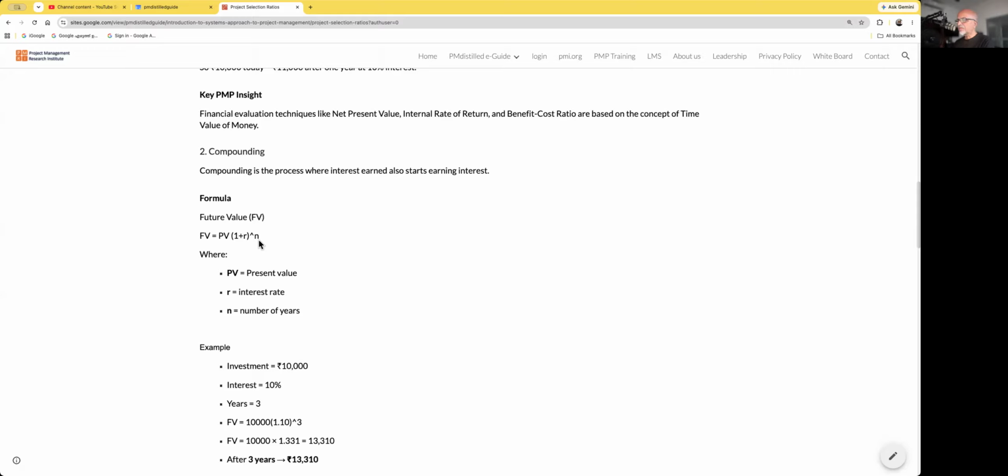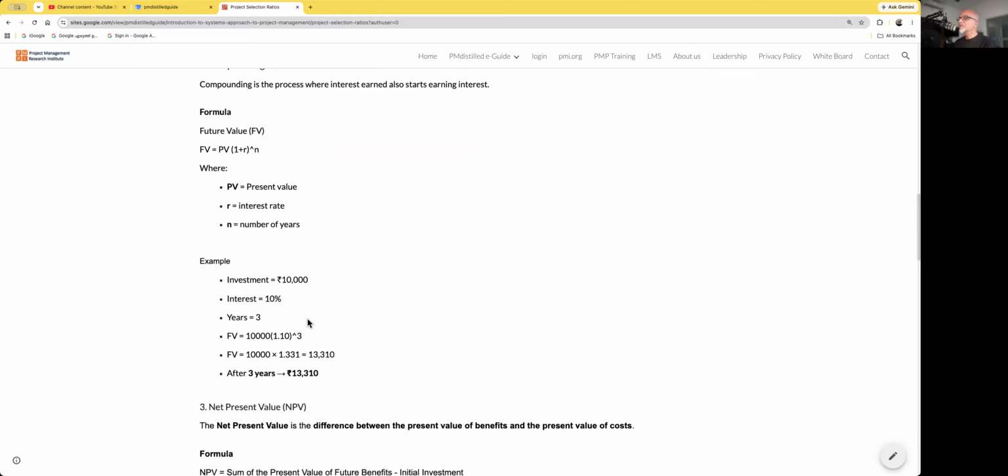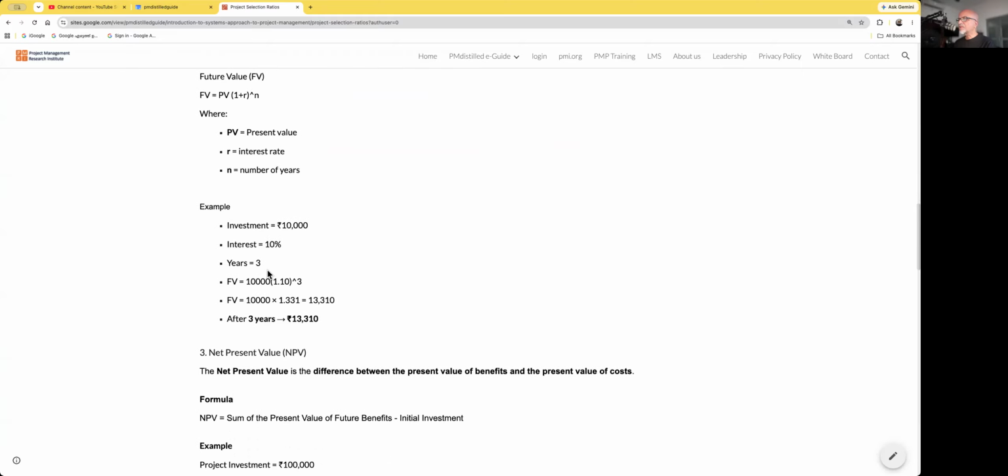We put it in a fixed deposit. So present value is PV, r is the rate of interest, n is the number of years. So if I put 10,000 at 10% interest for 3 years, future value is equal to present value into (1 plus r) to the power of n. After 3 years, I'll get 13,310 from that investment. So if the project doesn't give me more than this, it is better to put the money in the bank and enjoy.